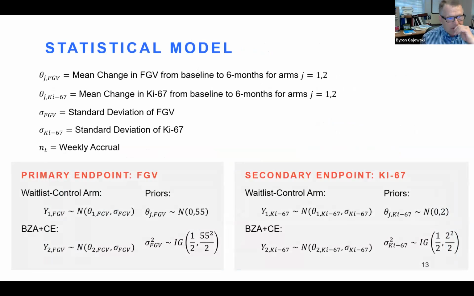So what's the statistical model? Well, the change in biomarkers, FGV and Ki-67, both of them have a normal distribution. So you can think of a two-sample t-test in this case. But we have a Bayesian version of the two-sample t-test rather than a frequentist p-value. And so attached to the parameters in this normal distribution are prior distributions.